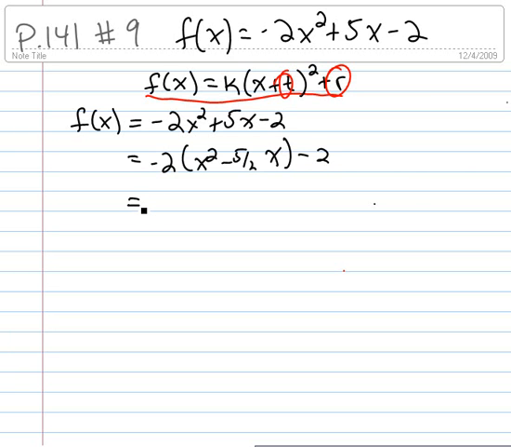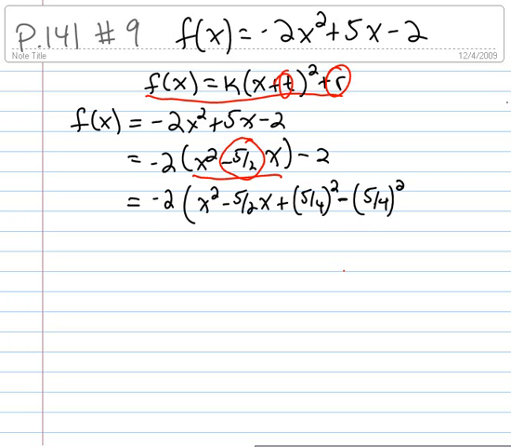And now we need to complete the square here in the middle. So we need to concentrate on the coefficient of x when we're completing the square. Negative 2 times x squared minus 5 halves x. Now we take half of 5 halves, which is 5 fourths, square it and add it. So if we add it there, we have to subtract it to keep our equality. 5 fourths squared. And then minus 2. We have to keep up with our parentheses here as well.